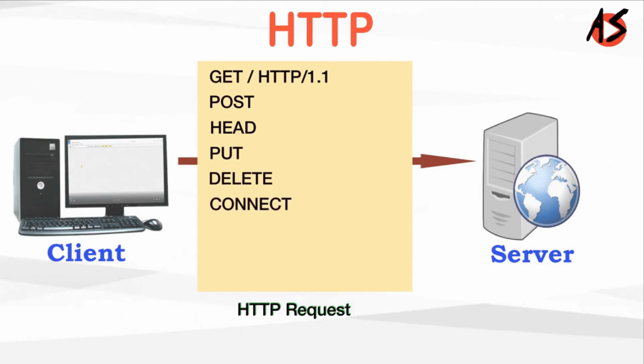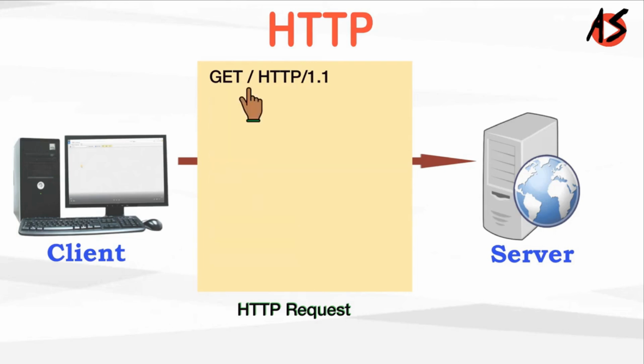The CONNECT method is used by the client to establish a network connection to a web server over HTTP. The OPTIONS method describes the communication options for the target resource, while the TRACE method performs a message loopback test along the path to the target resource, which is used for debugging purposes at the time of development.